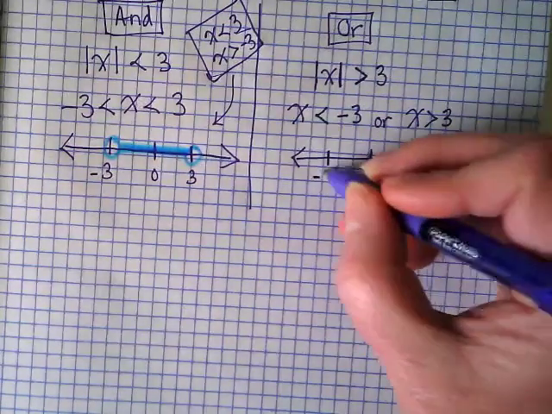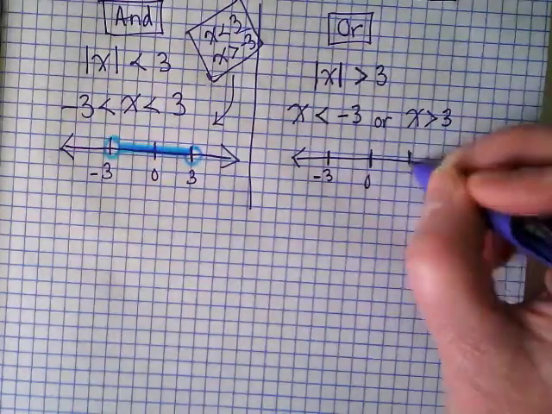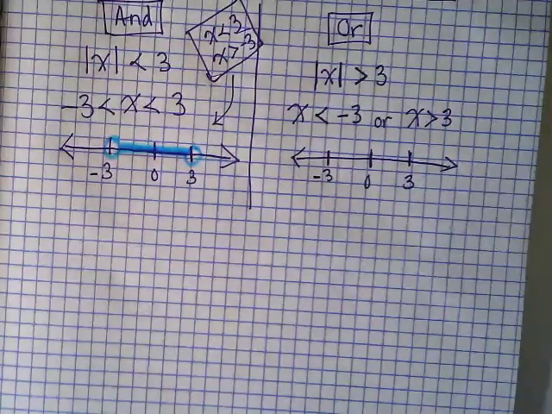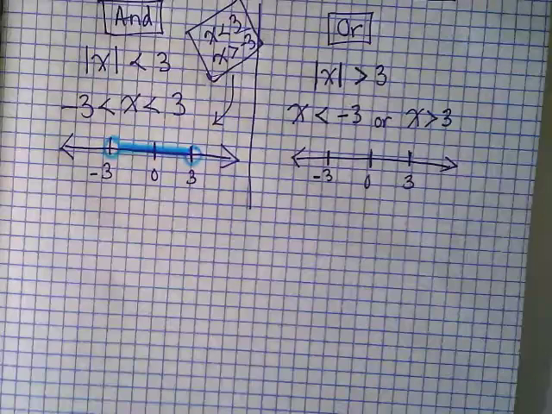Look, negative 3. And what's going to happen with my graph? The arrows are going to go opposite directions.